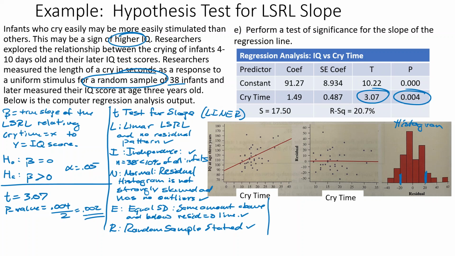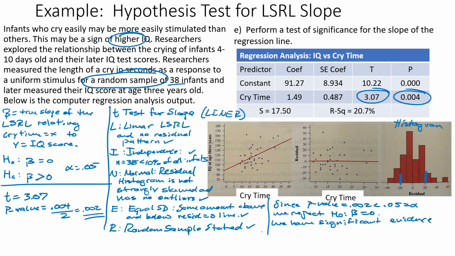All right, I don't really have anywhere for conclusion down here, so I'm going to go over here to conclude. So since our p-value equals 0.002, which is less than 0.05, which is our alpha, we reject H0, which is that beta equals 0. We have significant evidence of a positive linear relationship between cry time and IQ. I mean, it wasn't super strong, but we have evidence of this linear relationship still. All right, and we are done.